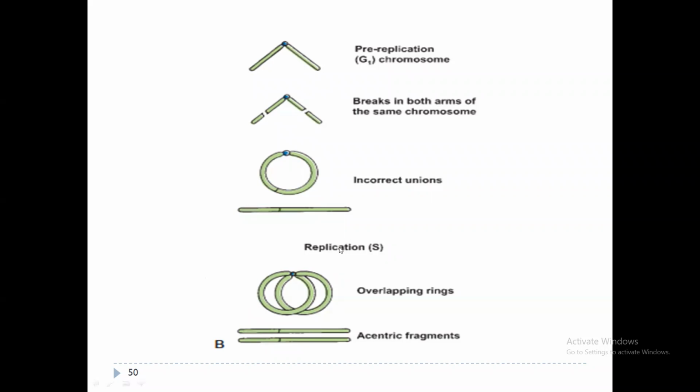And finally, replication occurs in the S phase of the cell cycle, and overlapping rings are formed. Like here we can see, after replication, and then the acentric fragments, they also replicate.